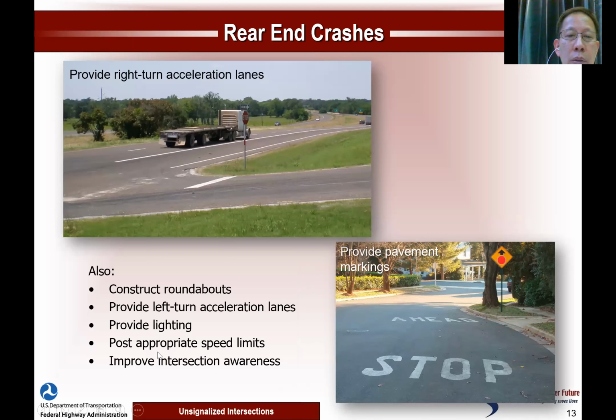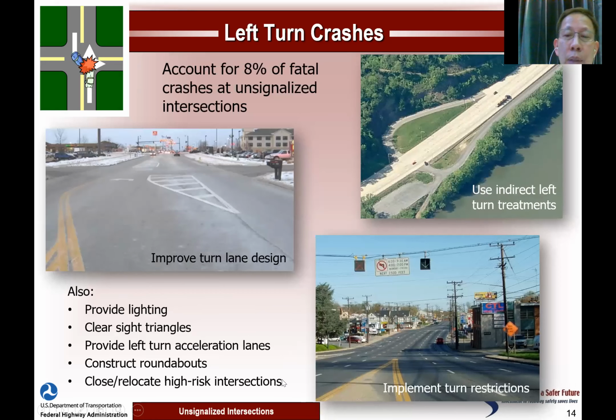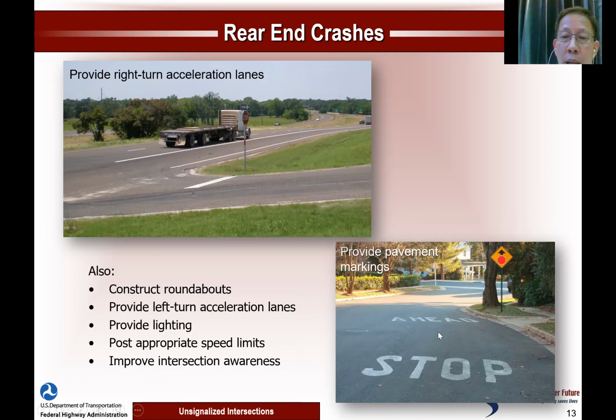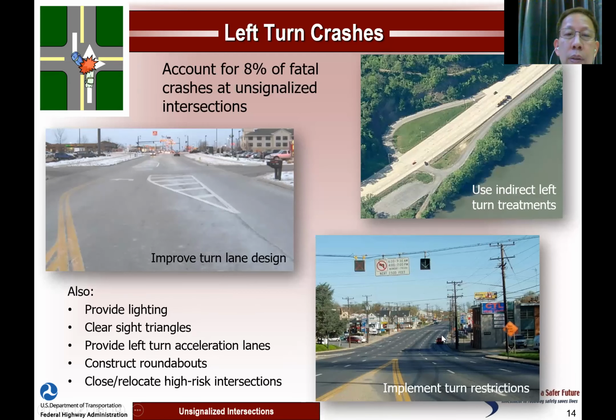Construction roundabout: provide a left turn acceleration lane, provide lighting, and post an appropriate speed limit. If there's not enough braking distance, then you should lower the speed limit. Okay. Yeah, speed ahead, stop ahead, whatever.